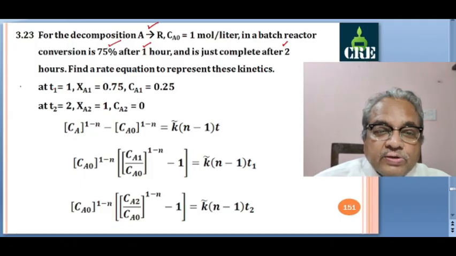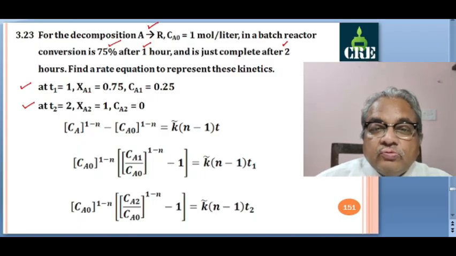So we have two data points here, at time t equal to t1 and t equal to t2. Xa1 is equal to 0.75. If Ca0 is 1 mole per liter, Ca1 will be 0.25. So at the first data point, that means 75% conversion after 1 hour, at time t equal to 1, Ca is 0.25, and that we have denoted as T1 and Ca1. At time t equal to 2, T2 is equal to 2, conversion is complete, that means 1. So no Ca will be left, Ca will be 0, that means Ca2 is equal to 0.